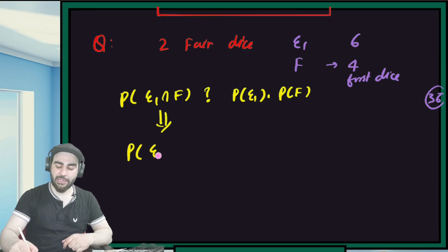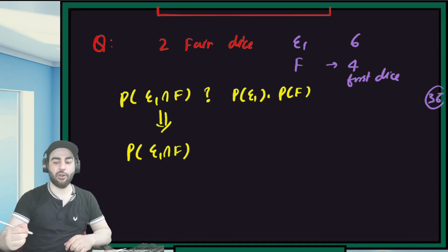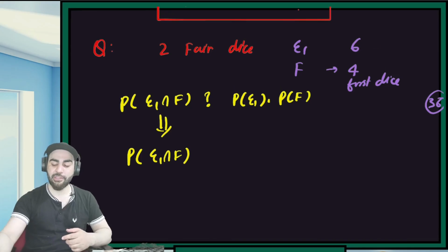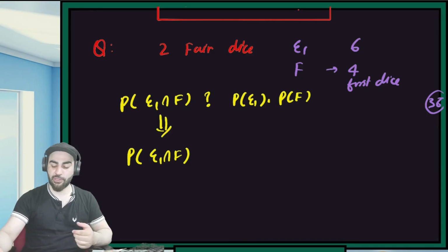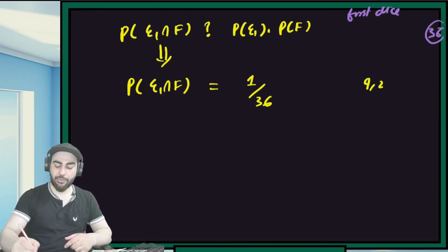Probability of E1 intersection F. You'll have to see all the outcomes in which the sum of the dice is 6 and then the first dice roll is 4. So what is that? That is 4 and 2. This is the only way possible. Our total outcomes are 36, so the probability of this is 1 divided by 36. Okay, and now computing the probability of E1.